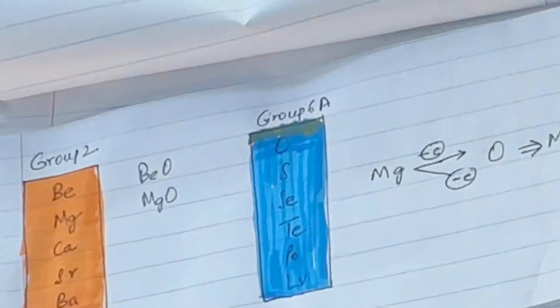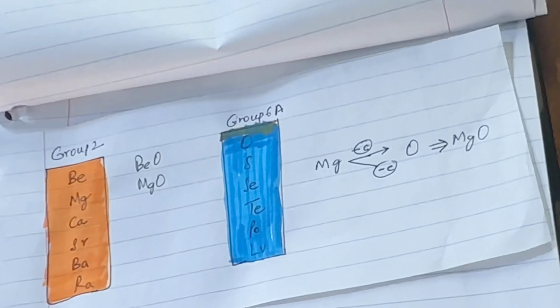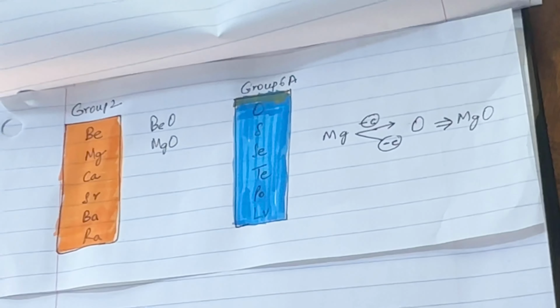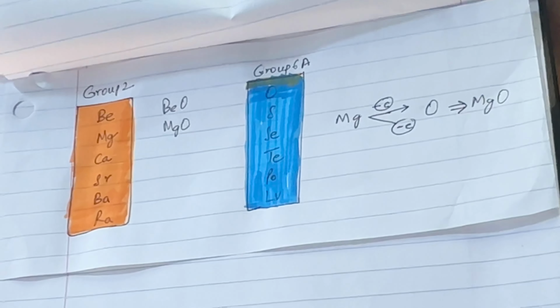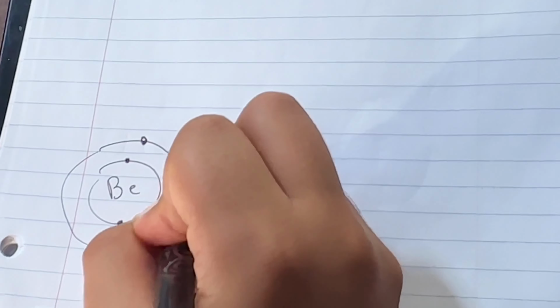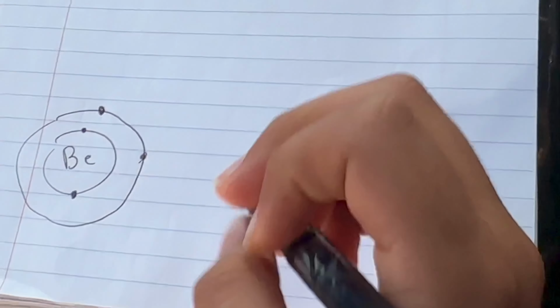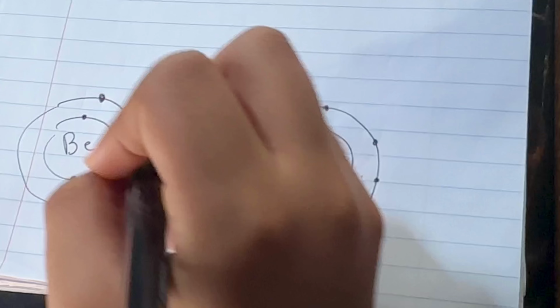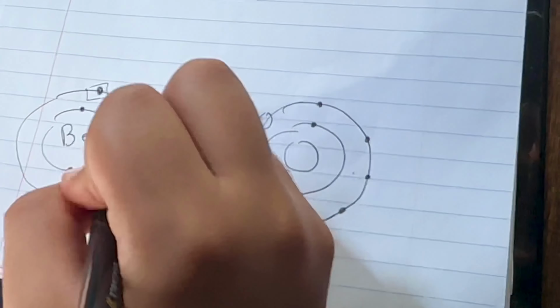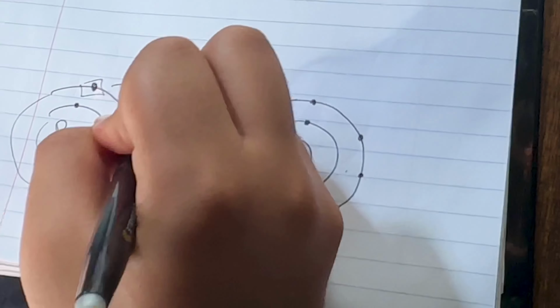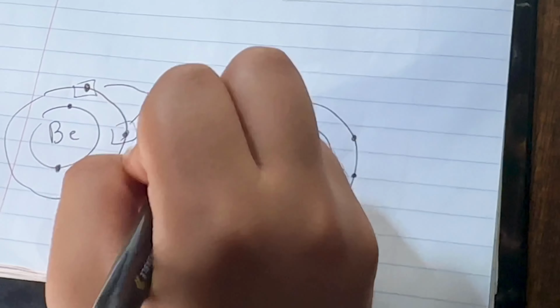Our final example for ionic bonding will go to group 2 and group 6A or group 16. We're going to be using beryllium and oxygen. Beryllium has the atomic number of 4, and oxygen 8. So it actually needs 2 more, and since beryllium has 2, it can voluntarily give it up over here.